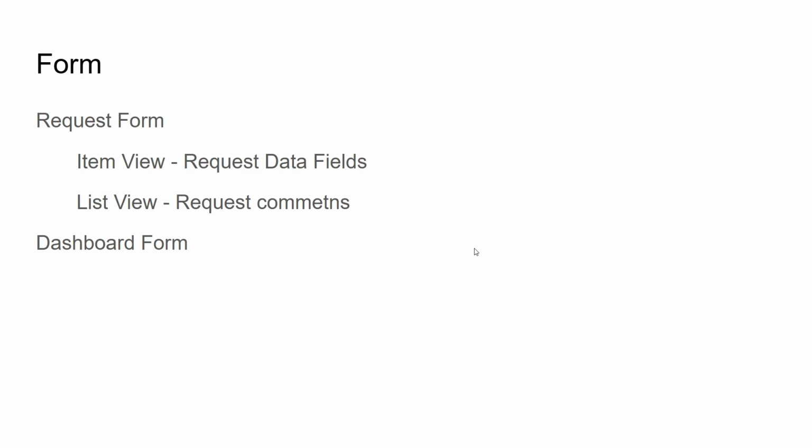We'll have 2 forms for this example, depending on how far we get. So that will be the request form, which will have an item view that will just have the request data fields, and we'll have a list view to add request comments. Maybe we'll add a little bit more to that too. And then we'll do a dashboard form. So let's get to work.